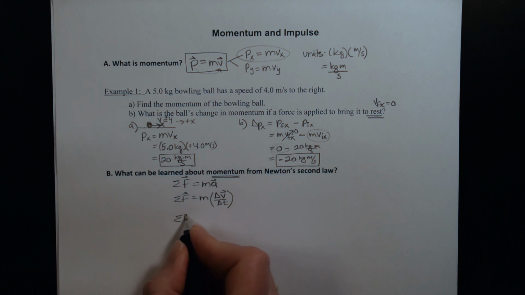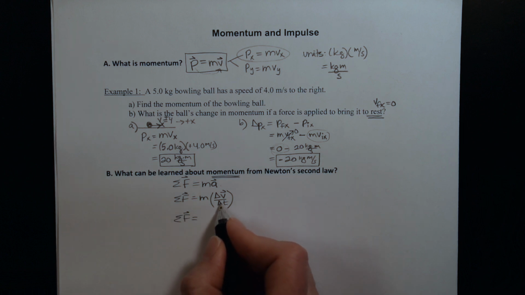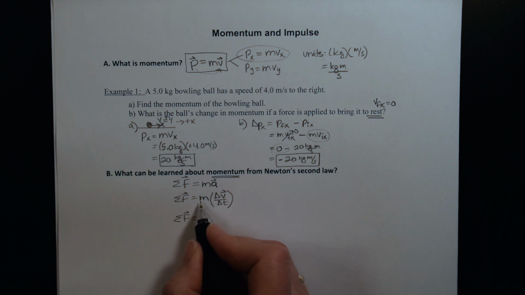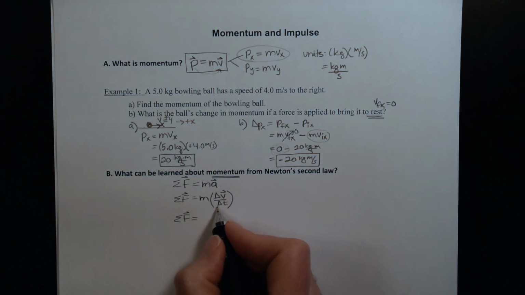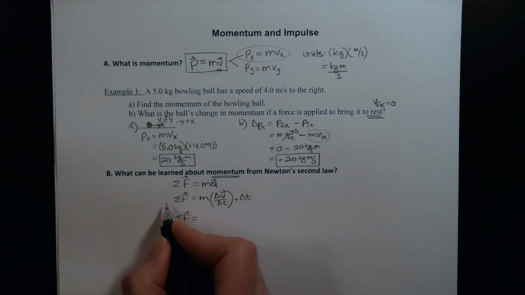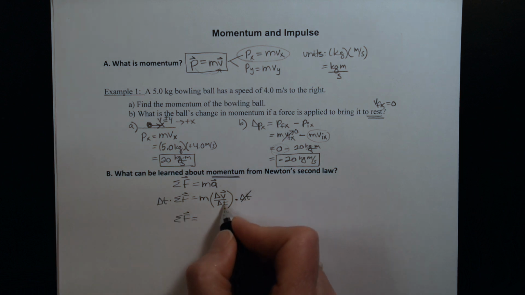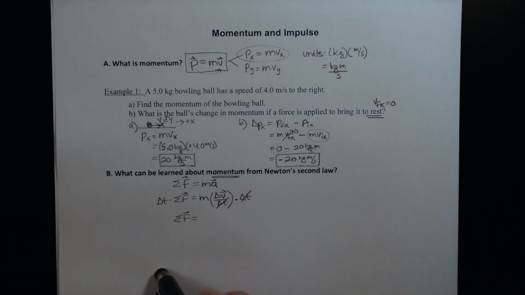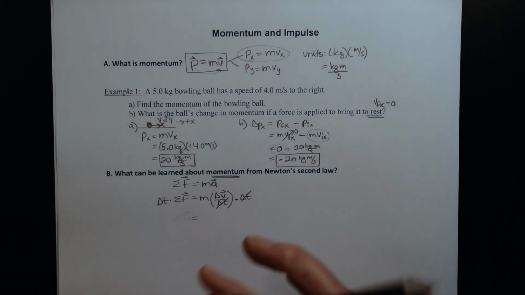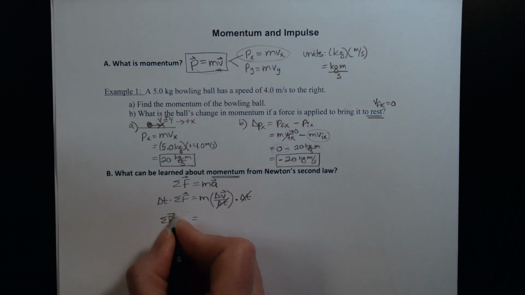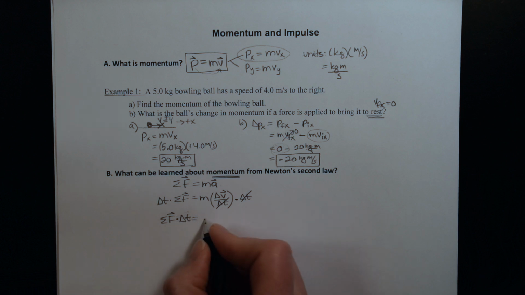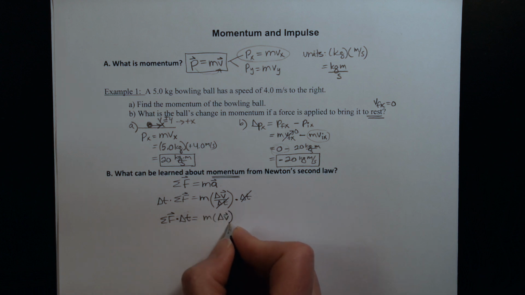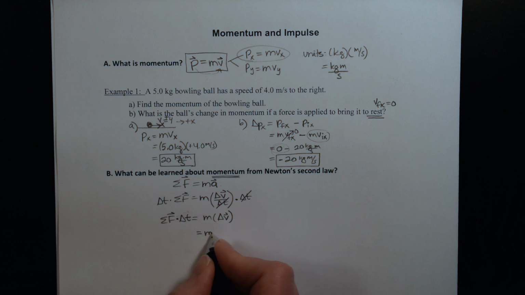And then on the next line, if we look at this, we can see that this is starting to look a little bit like momentum over here, mass times change in velocity, a little bit like mass times velocity. So let's multiply both sides by delta t. And that will move the delta t to the other side. So on the other side, I now have the net external force times the time interval equals the mass times the change in velocity.